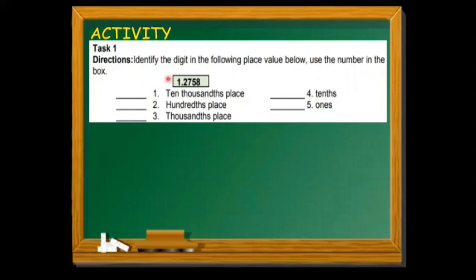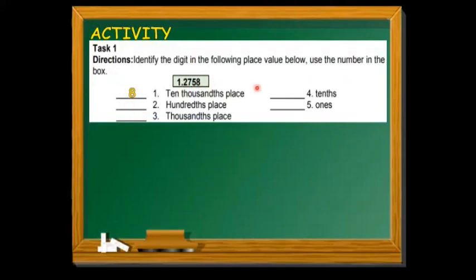So the given number is 1 and 2,758, ten thousandths. Okay? So unahin natin dyan, siguro sagutan natin yung number 1. So ten thousandths place, what do you think is the answer? So this is the tenths, hundredths, thousandths, ten thousandths. So the answer is number 8, right?